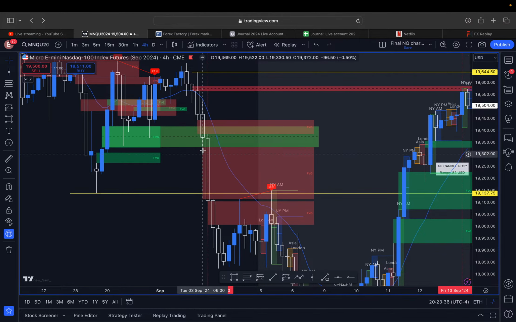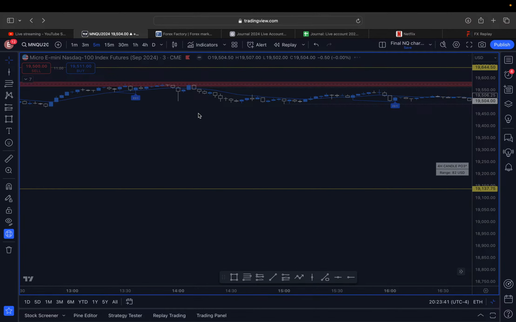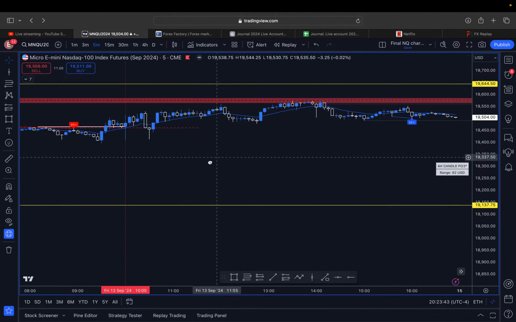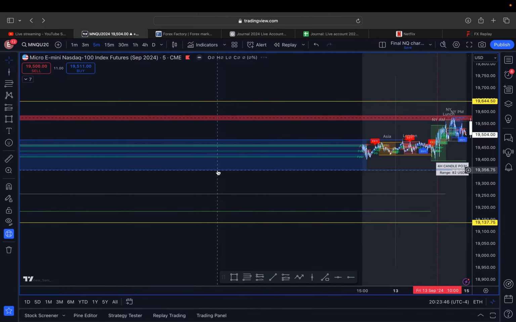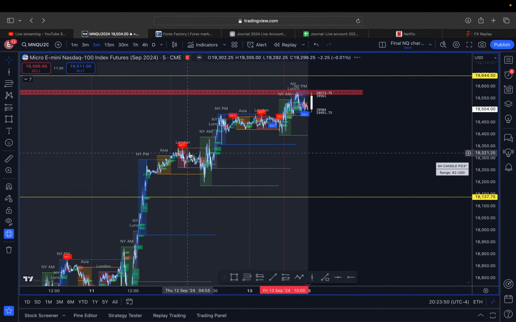But then you want to go on a lower time frame. You can go on a 3-minute, I like the 5-minute. I might try the 2 and the 3. I don't like the 1. The 1 has been getting me faked out more than I liked, but I used to really love the 1-minute time frame.